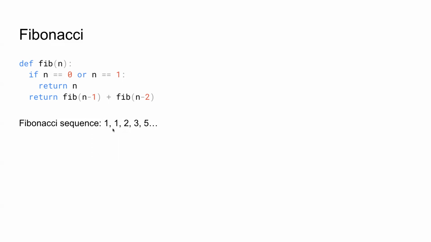Fibonacci is a sequence of numbers starting with 1, 1, and then each subsequent term is generated by adding the two terms before it. So 1 plus 1 is equal to 2, 1 plus 2 is equal to 3, and so on. This algorithm generates the nth Fibonacci number using recursion. The base cases are n equals 0 or 1, where we return n and end the recursion. Else, we add the term before and the term before that.